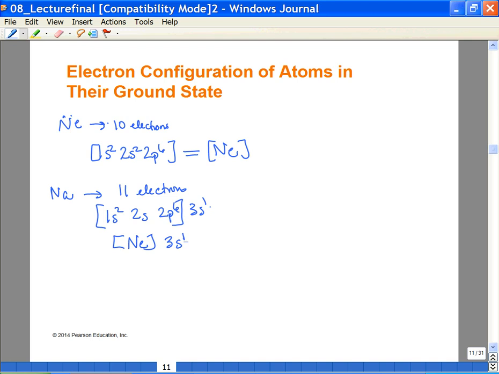So then you can start doing that same thing using argon as the inner core for your things in the next row, which are potassium, calcium, scandium, titanium, vanadium, etc.